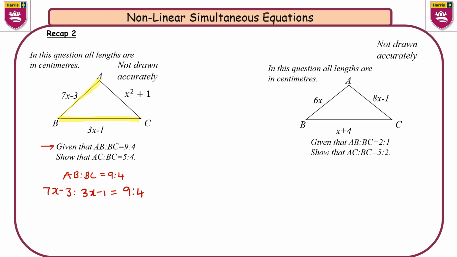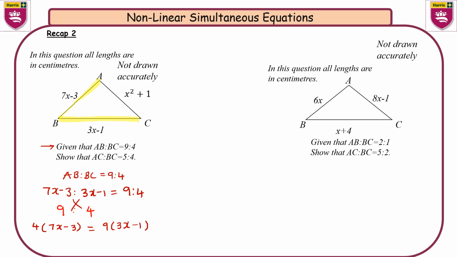9 to 4, which will then be written down as you can write it down as a fraction, and you can just stack them up and cross multiply. So I would usually stack them up and cross multiply. So what I'm going to do is I'm just going to write down 9 to 4 underneath here. So then I can do my cross multiplication. So this is going to be 4 times 7x minus 3 is equal to 9 times 3x minus 1.